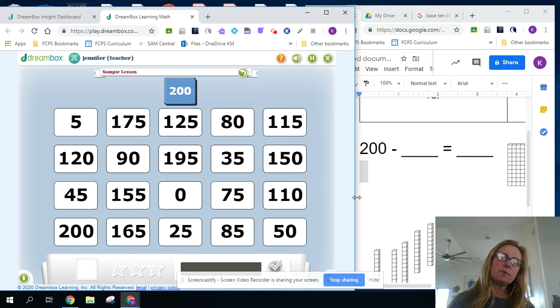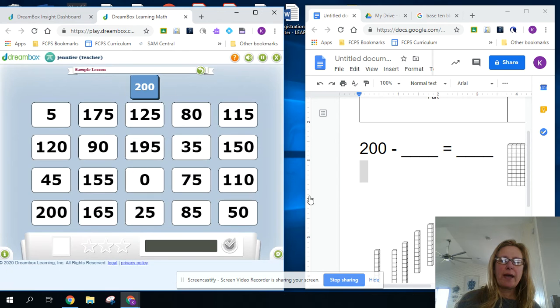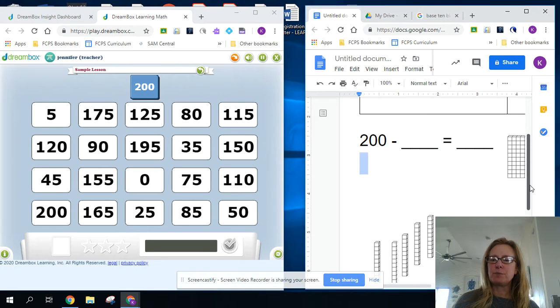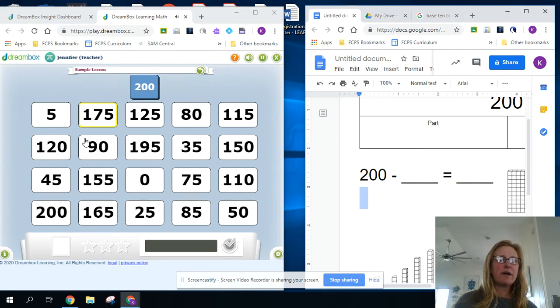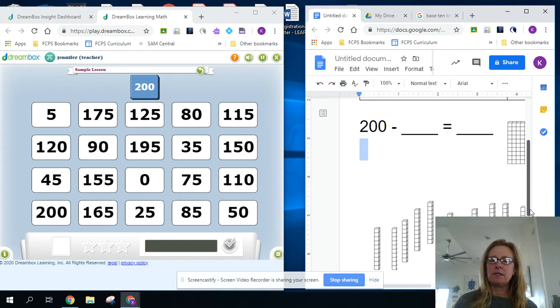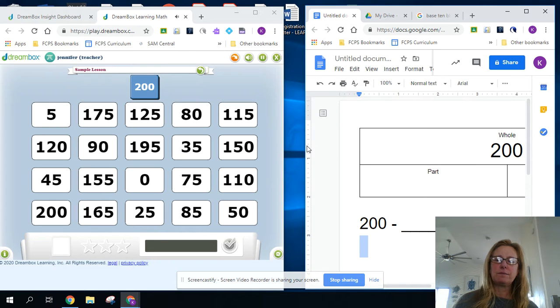Difficulty with this particular DreamBox lesson. I'm going to show you a way that I might work through this problem. I have to try and find two numbers that equal 200. I'm going to think about this like a part whole mat.